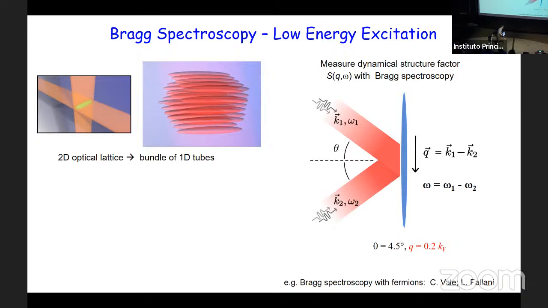In Bragg spectroscopy, you make a grating by having two lasers at some small angle with respect to each other. That angle means that the light decomposes into a momentum transfer along the tube axis. So this is Q, which is the difference between K1 and K2, and omega is the difference between omega 1 and omega 2. So you can impart a fixed momentum, and you can vary the energy difference between these two beams. And if you can measure a response to that somehow, and people have done Bragg spectroscopy with fermions before, including, as I mentioned to you, in Florence, but also at ANU and Swinburne University in Australia.